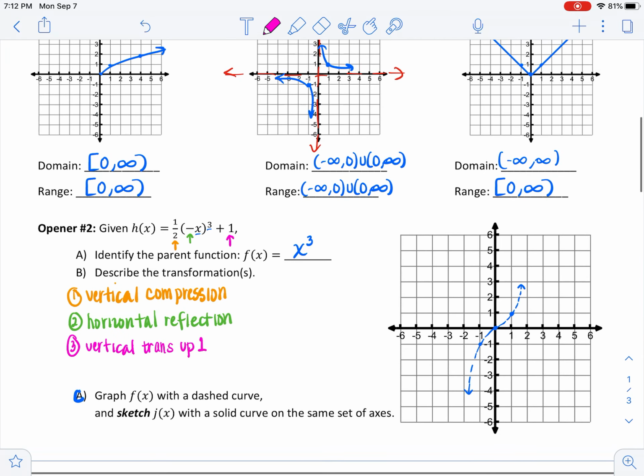Okay, so let's graph this now. So remember that critical point that's at 0, 0, I'm going to move that up 1. There we go. Okay, so now I have to vertically compress it and horizontally reflect it. So if I think about just horizontally reflecting this piece, it's going to be this way now, right? And then vice versa this way. But I also have to vertically compress it. So think about taking this and compressing it vertically.